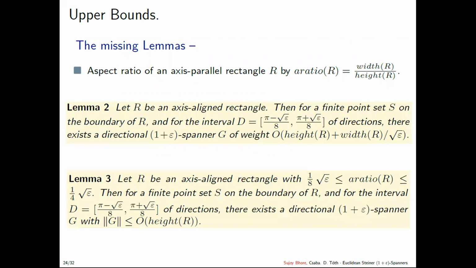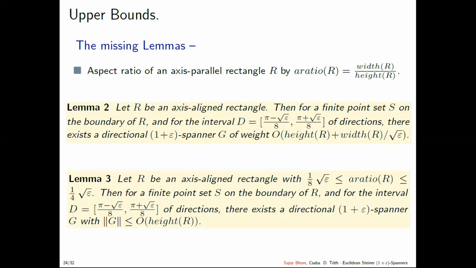There are two missing components, so I do not give the proof of any of these lemmas, but just to give a brief overview of this, there are two missing components because we sort of rely on the rectangulations and we build the directional spanners inside each of these axis aligned rectangles.